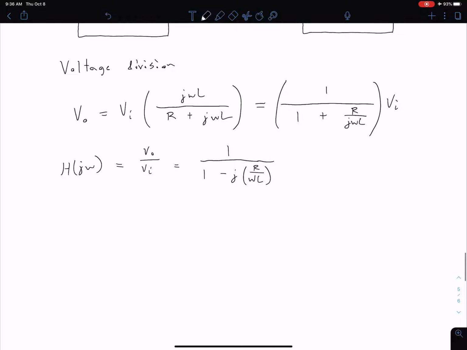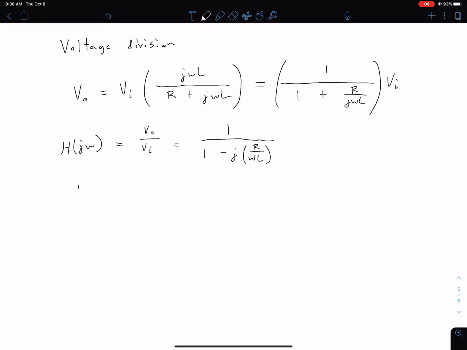Of course we could write an expression for the magnitude of this transfer function. So the magnitude of H of j omega: in the numerator, that's just going to remain a 1. In the denominator, we're going to have the square root of 1 squared, which is just 1, plus the negative R over omega L, squared. In the notes I've not included that negative sign because it's being squared, so ultimately it's not really going to have any effect. Okay, so this is the magnitude of our transfer function.